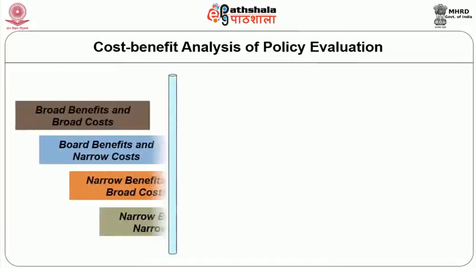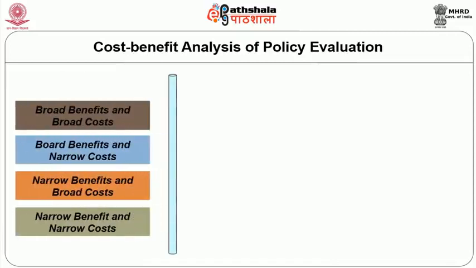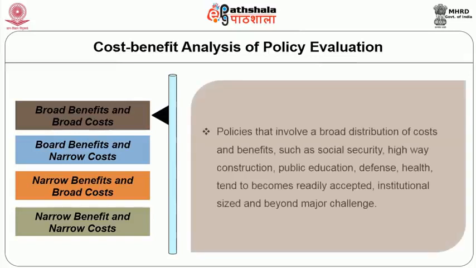Following are the policy categories based on the allocation of costs and benefits. Number 1, broad benefits and broad costs. Policies that involve a broad distribution of costs and benefits, such as social security, highway construction, public education, defense, health, tend to become readily accepted, institutionalized, and beyond major challenge.